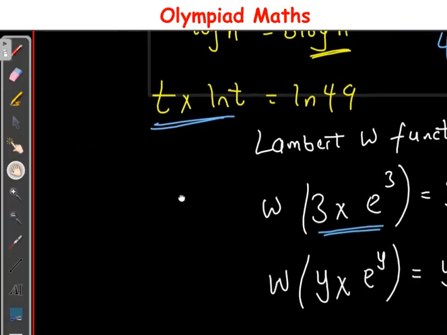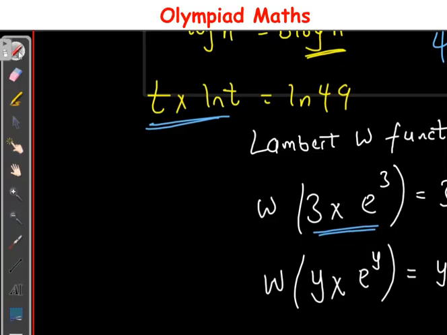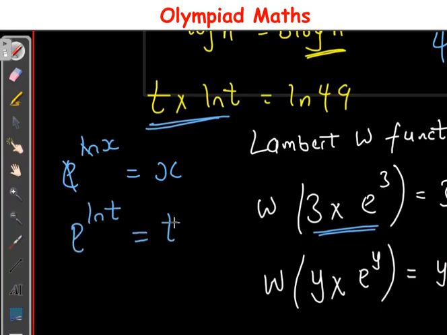Now, to do so, we are going to introduce a special function which is called e raised to power ln x. You see, if you have e raised to power ln x, this will give you x. Why? Because e will cancel ln, x will stand alone. Same thing right here. We can say if you have e raised to power ln t, this will equal t, because if we cancel ln, t will stand alone. So therefore, in place of t right here, we can bring in e raised to power ln t. So this becomes e raised to power ln t, then we have times ln t is all equal to ln 49.